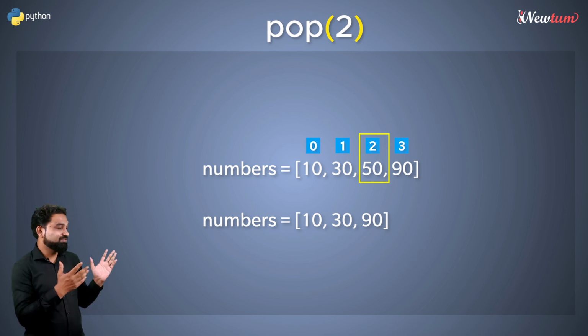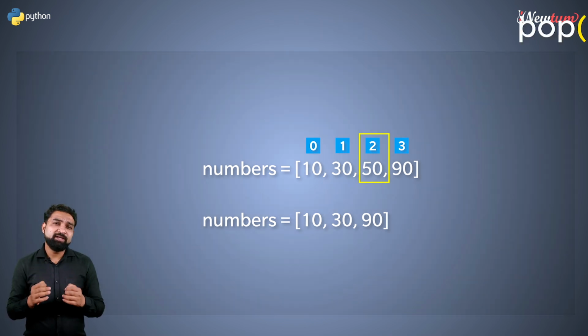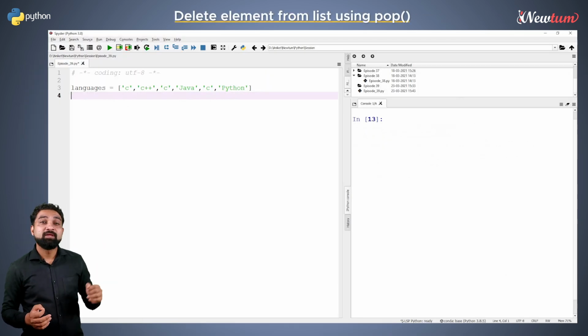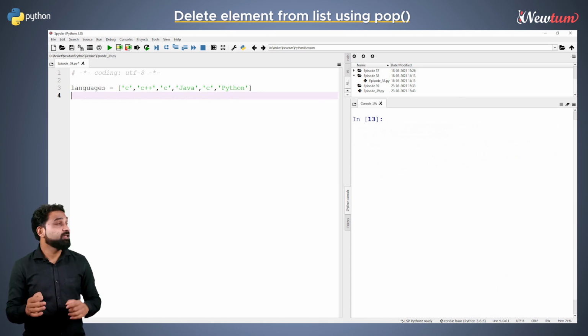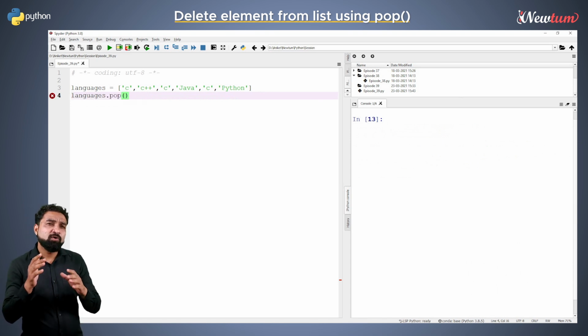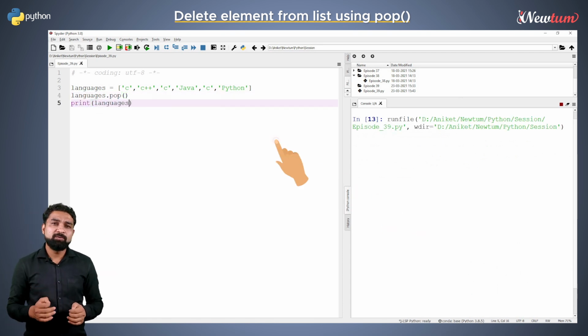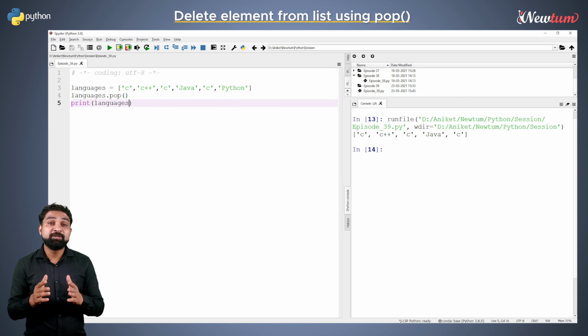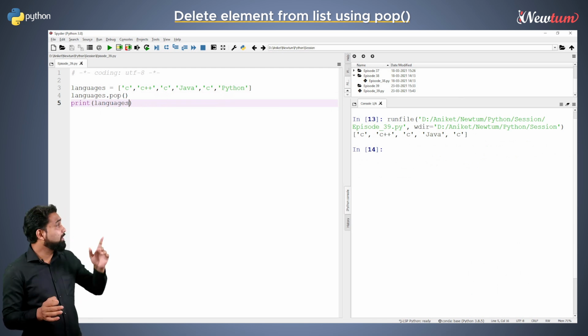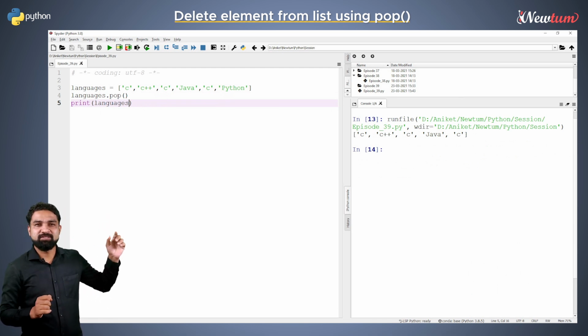Let's understand this with an example. So again, we will use the same list. And in the next line, we will write languages.pop followed by brackets. Then the print statement. Run the code. You see, Python is removed from the list because Python was the last element in the list.